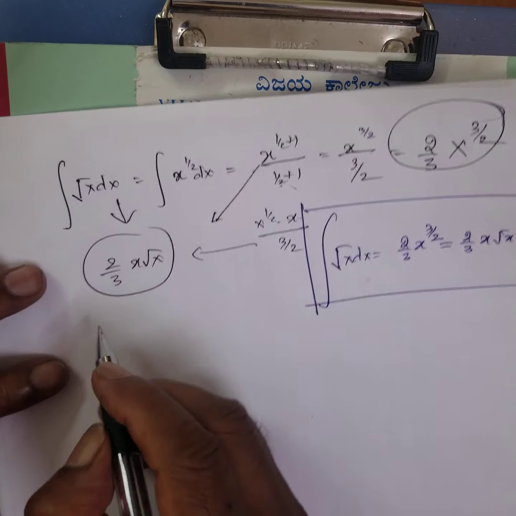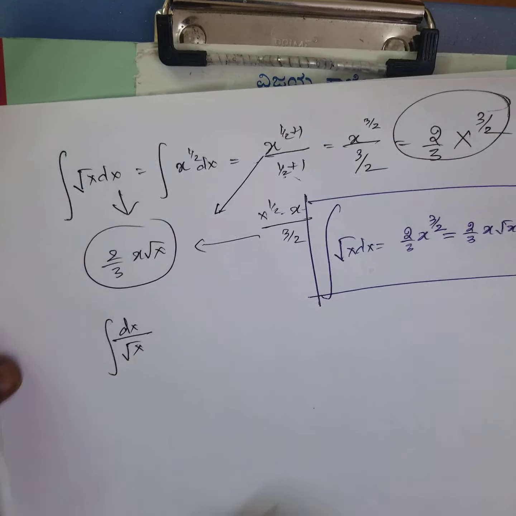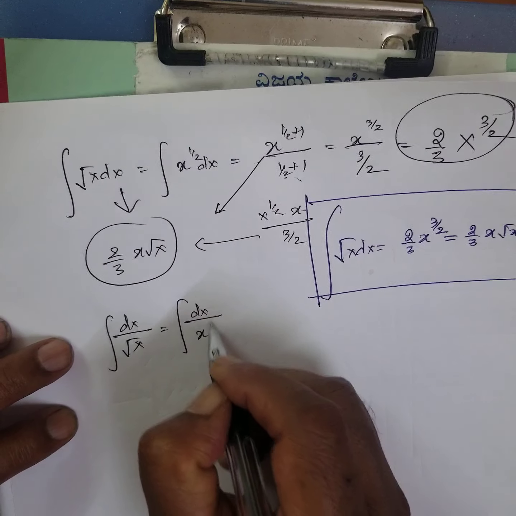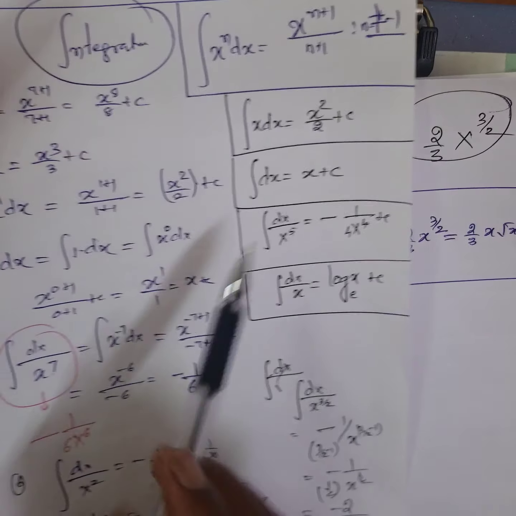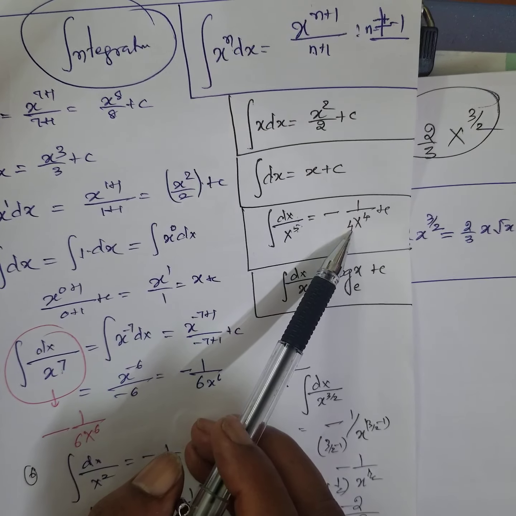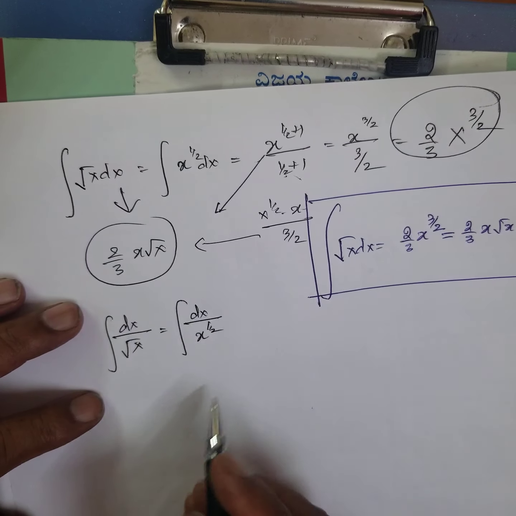And if it is in the denominator, what will you do? Root x, x to the power of half. Apply this formula. Change the sign, decrease the power, multiply by the decreased power. That also I can do. You can take it to the numerator and do it.